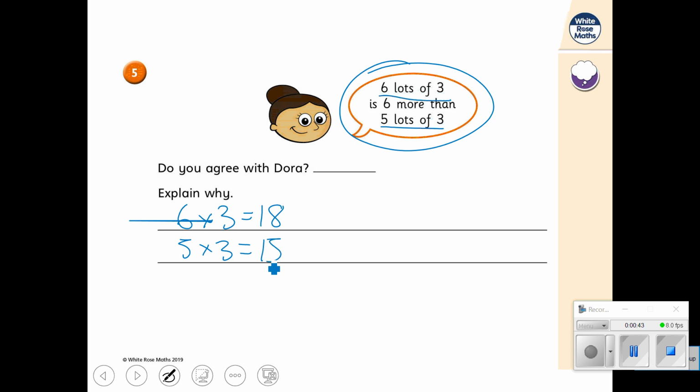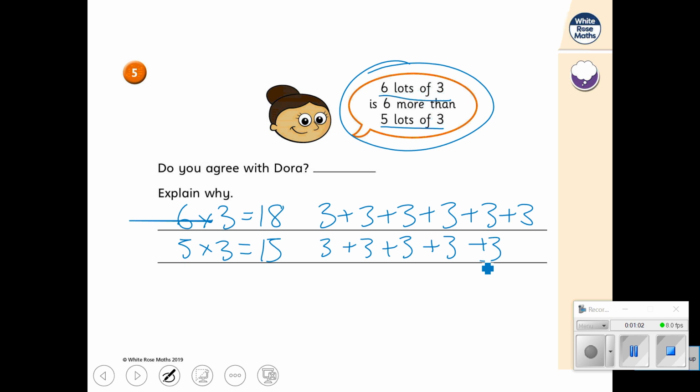But I'm going to write it down as repeated addition. So 6 groups of 3 is 3, and 3, and 3, and 3, and 3, and 3. And 5 groups of 3 is 3, and 3, and 3, and 3, and 3. And straight away from here, you can see that 6 lots of 3 is only 3 more than 5 lots of 3.